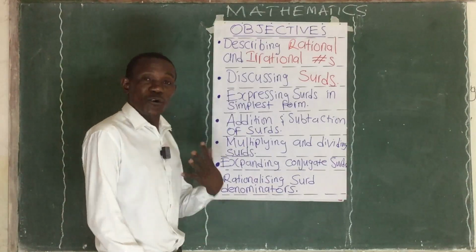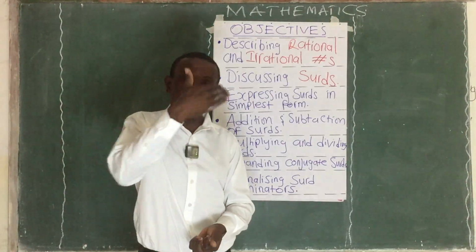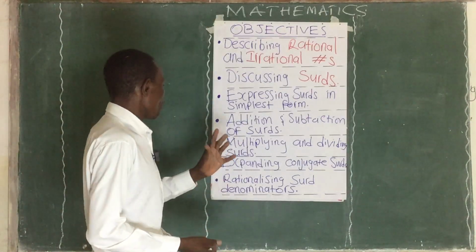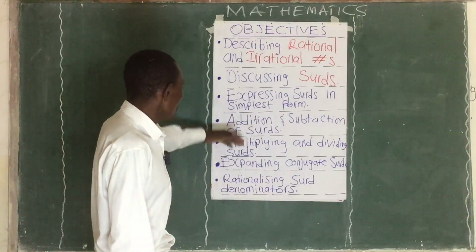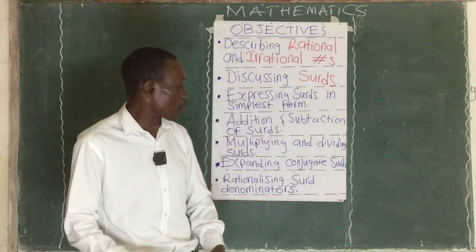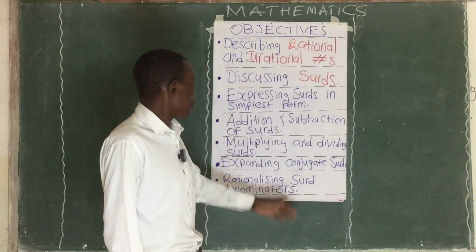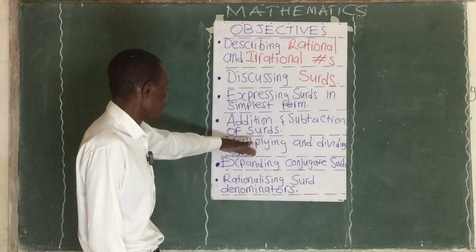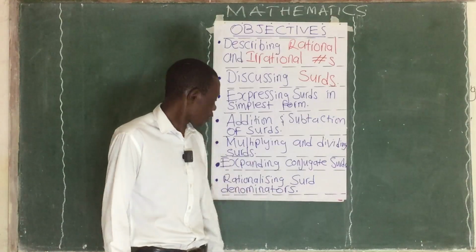Number 5, we're going to discuss how we can multiply and divide the surds. You know, division and multiplication go hand in hand. The same way you talk of addition and subtraction, they go hand in hand. You cannot work separately on addition. But whatever we discuss about addition will be the same for subtraction. And this follows again with multiplication and division.